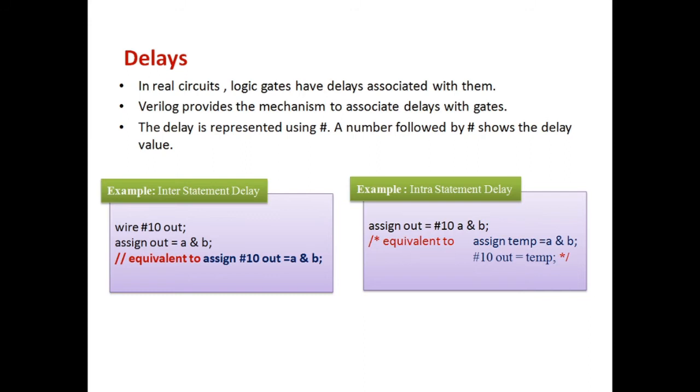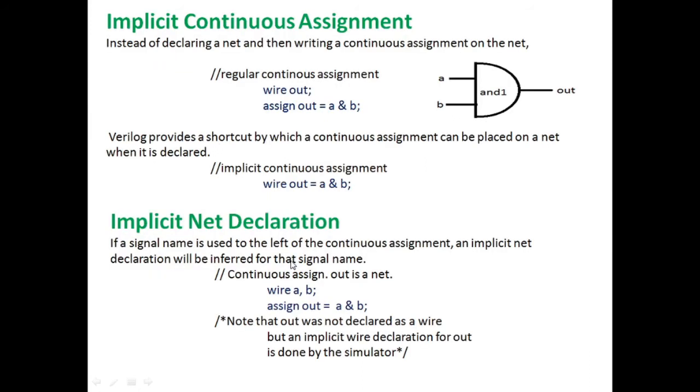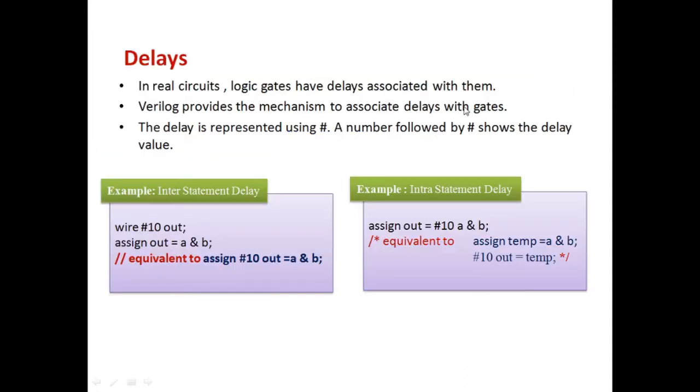The delay values control the time between the change in the RHS expression and when the new value is assigned to the left hand side. We will take the same example, assign #10 out equal to a and b. Here a and b are the inputs. If I have sent 1 and 0, output should be 0. But in a practical circuit, if this AND gate has a delay of 10 seconds, that means after 10 seconds the output will get the value of 0.